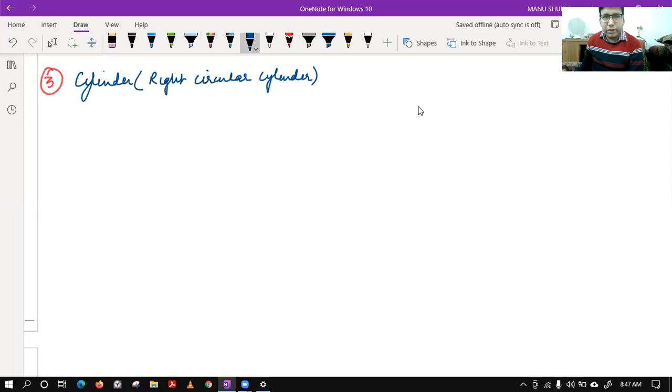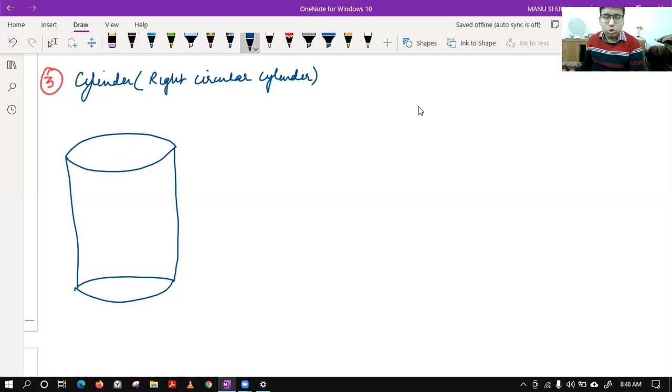Okay. So the figure is like this. You make a circle like this on the top. Then you make these parallel lines. And again you make this circle on the bottom. So you can see there are total three surfaces in a solid cylinder: the top, the bottom, and the curved surface.